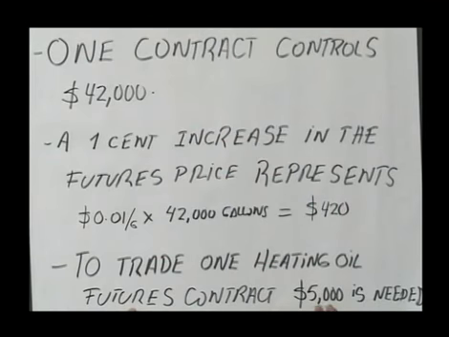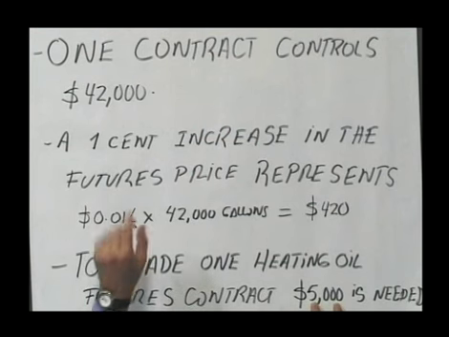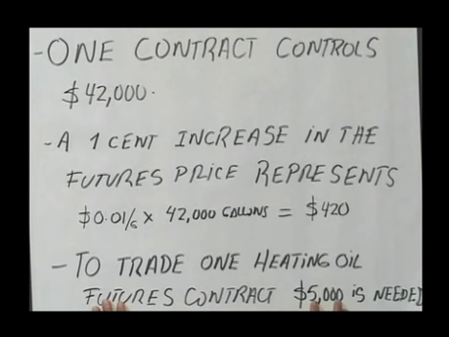Now, what we haven't defined yet is where is leverage coming in? The important thing here is that to trade one heating oil futures contract, we need about $5,000. Okay? So in order to transact in one of these heating oil contracts, we need to deposit with our broker $5,000. Now it's time to realize where the high leverage comes in.